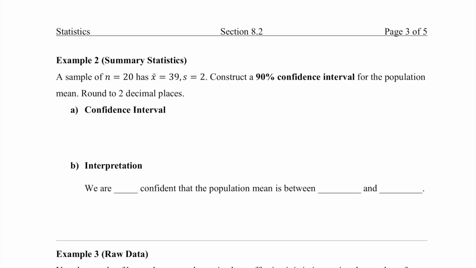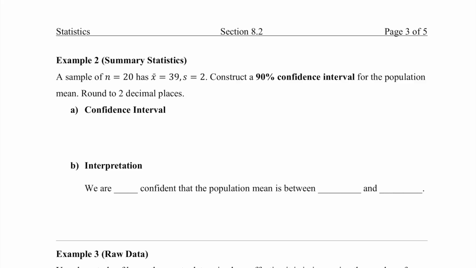Now we're going to use the TI-84 calculator to construct a confidence interval for a population mean when we're given summary statistics. A sample of 20 observations has a sample mean of 39 and sample standard deviation of 2. Construct a 90% confidence interval for the population mean. Round to 2 decimal places.